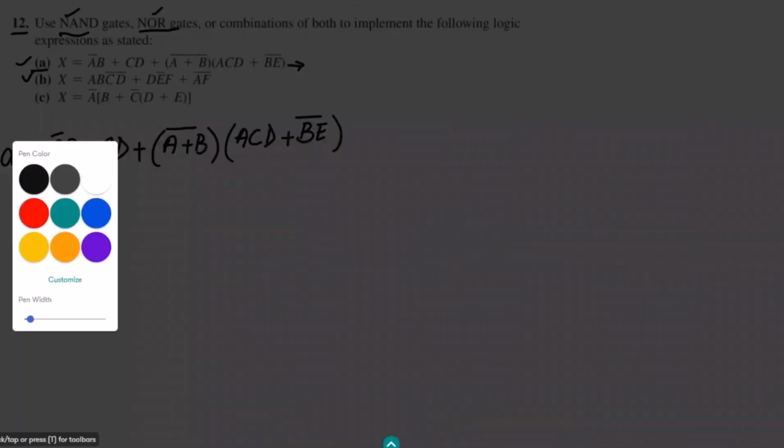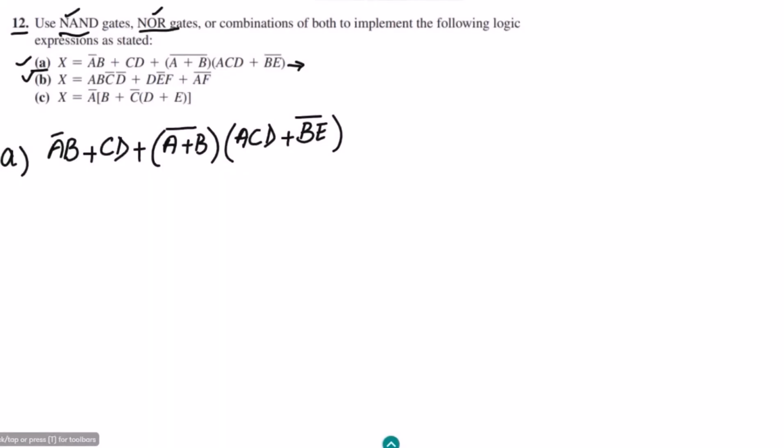Okay, so let me write them here. We have here A, B, C, D and E. These are the inputs and I am going to use the same color for them. So here we have 1, 2, 3, 4, 5. Okay, so these are the inputs. First of all, let me implement this one. So this is A prime B. So I have to first complement A and then multiply it with B.